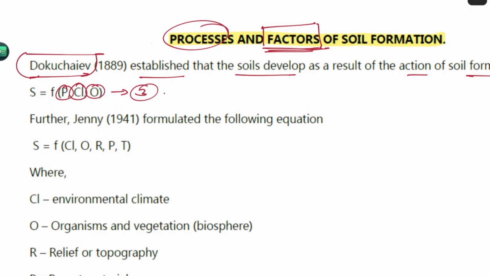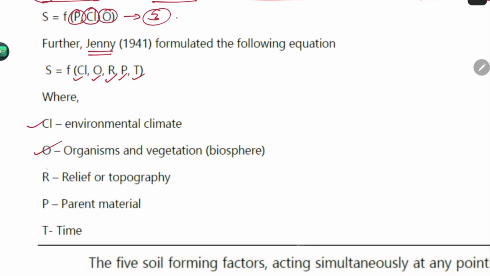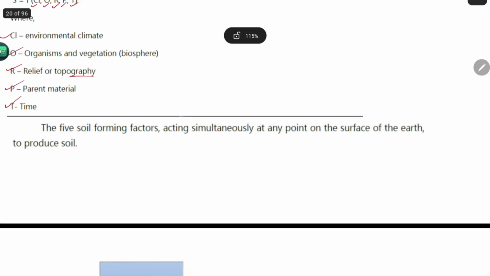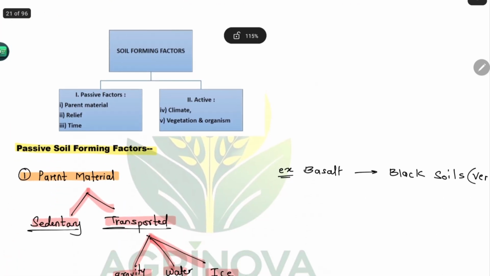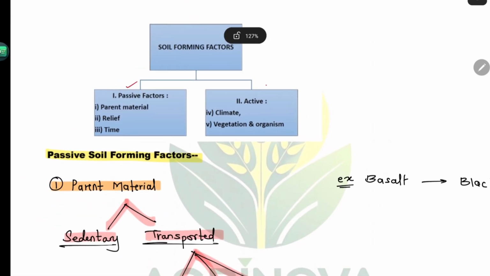Okay, then the next scientist, Jenny, talks about the 5 soil forming factors: first climate, organisms, relief or topography, parent material, and time. So all these factors take place simultaneously at any point on the surface of earth to produce soil. Basically these factors are divided into two categories, that is active soil forming factors or passive soil forming factors.